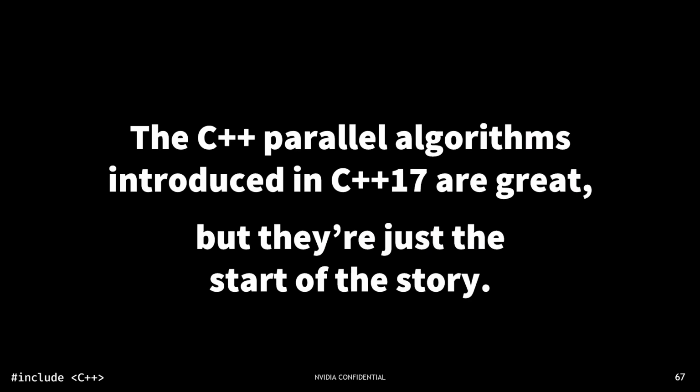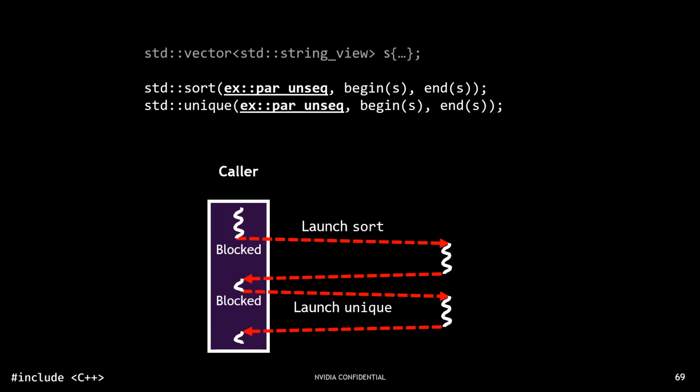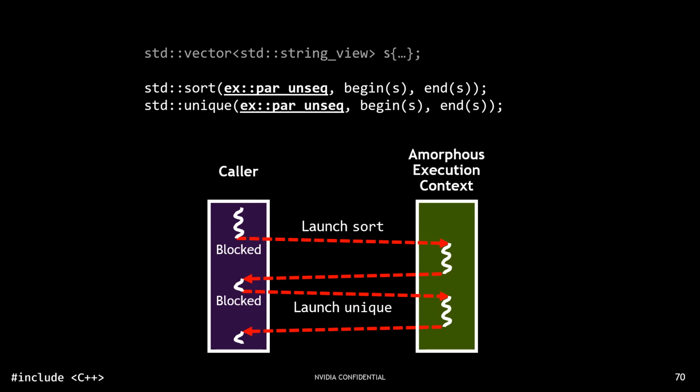The C++ parallel algorithms introduced in C++17 are great, but they're just the start of the story. They have two major limitations. First, the C++17 parallel algorithms are all fork-join synchronous. They launch the parallel work, and then they wait until that work is completed before they return to the caller. Now, where exactly do they launch that parallel work? That's the second problem. By design, users have no control or visibility into where the parallel work runs. It happens in some amorphous implementation-defined execution context. It could be a CPU thread pool, a GPU stream, Grand Central Dispatch, Windows fibers, etc.